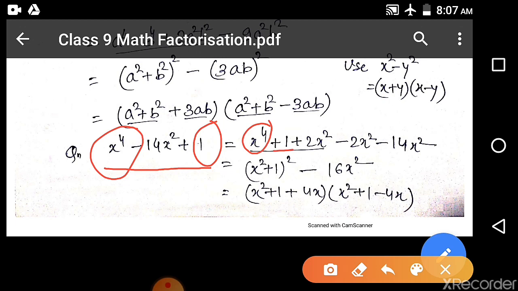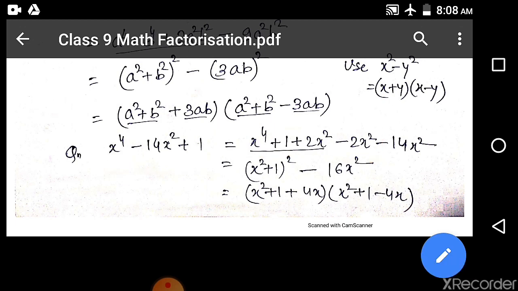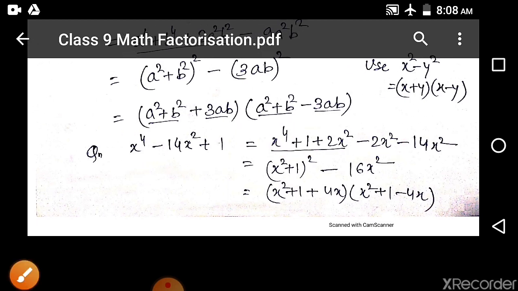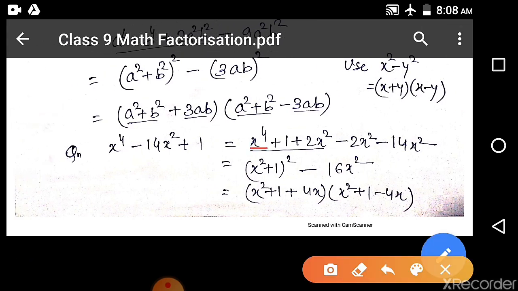Now what we introduce here is 2x square, and why we introduce 2x square, in what sense, you all know. So now this one becomes a formula. See, this underlined term becomes a formula, and for those we can write x square plus 1 whole square, and this becomes 16x square. So 16x square means 4x whole square. So now we can write, see, these are the factorization.